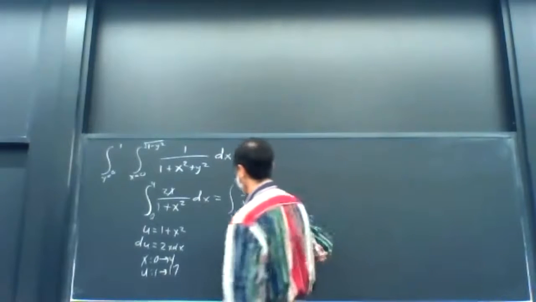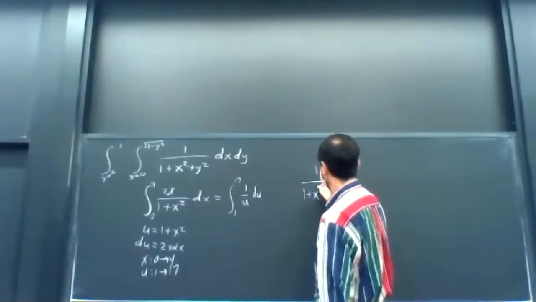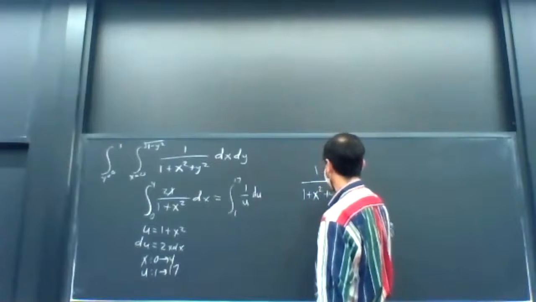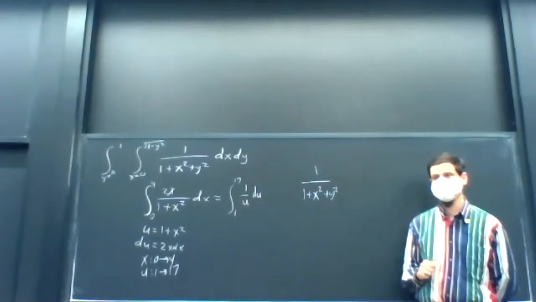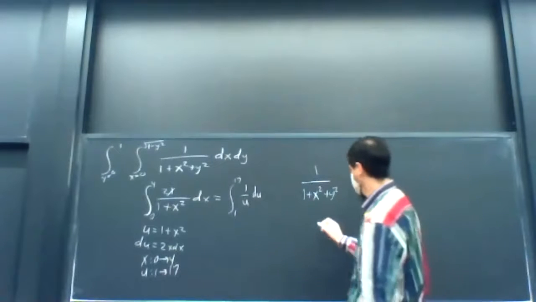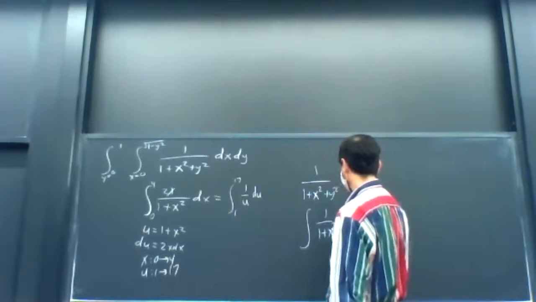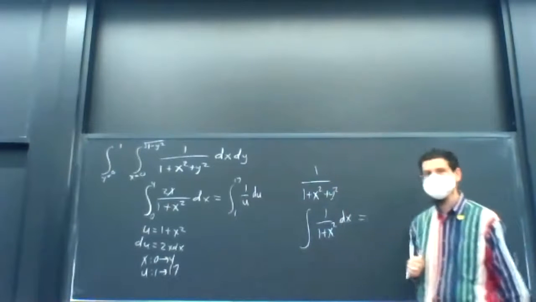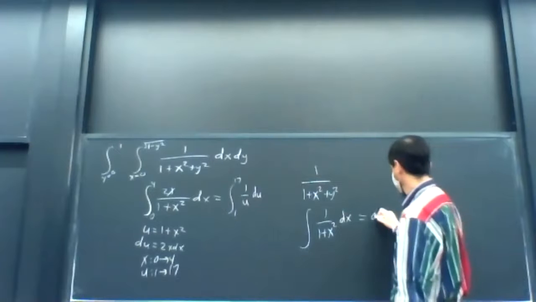Unfortunately, we don't have that. We have 1 over 1 plus x squared plus y squared. It turns out we can actually handle this. I won't go through all the details, but we talked about this function last time. What function has derivative 1 over 1 plus x squared? Tangent.